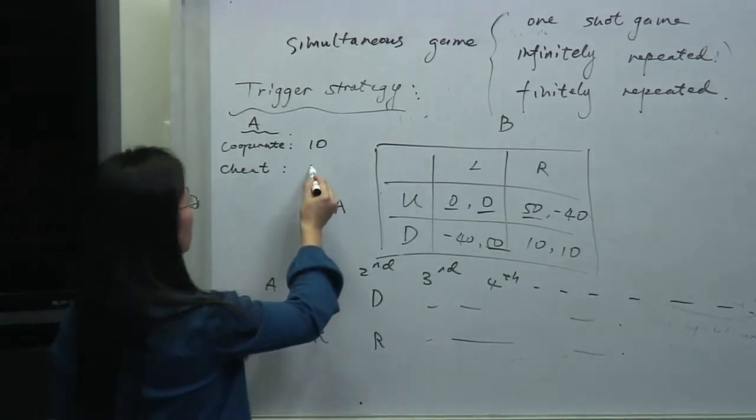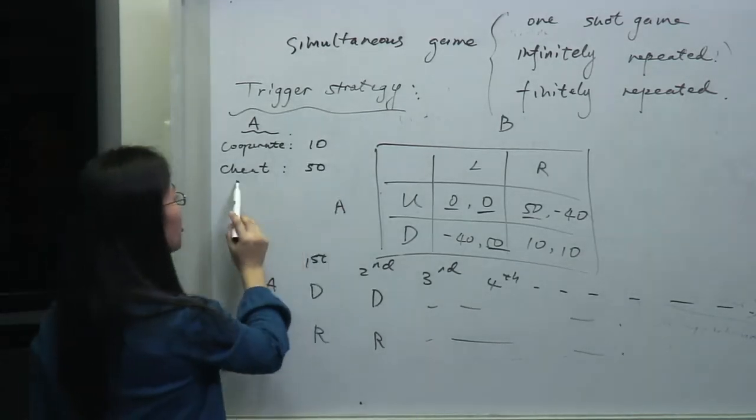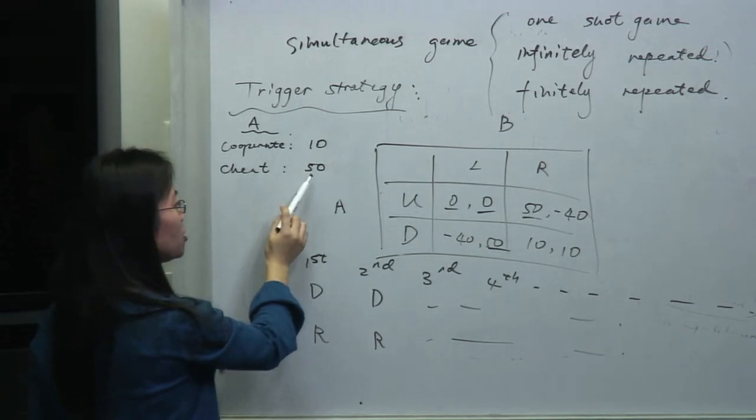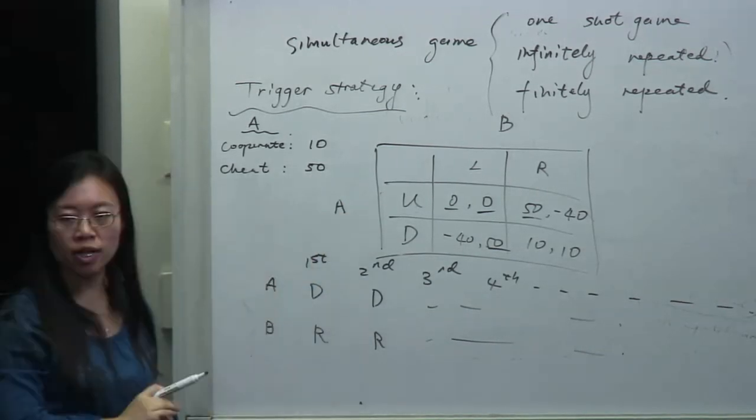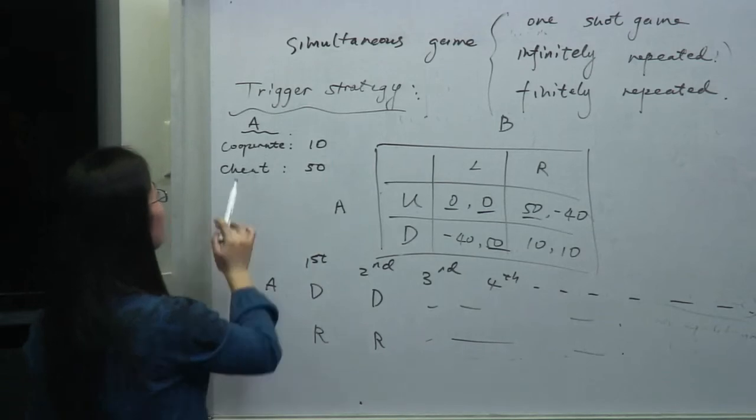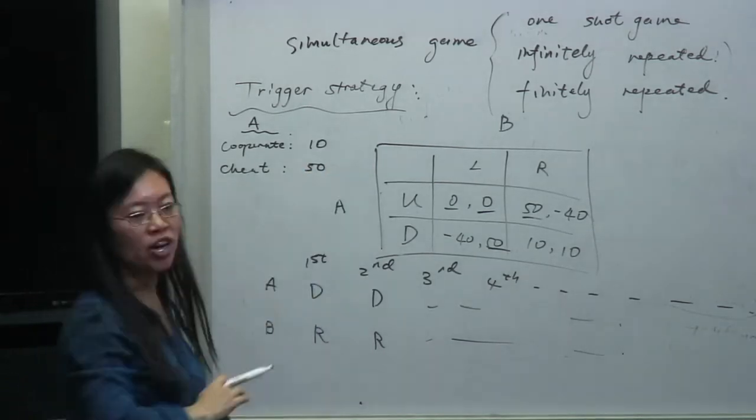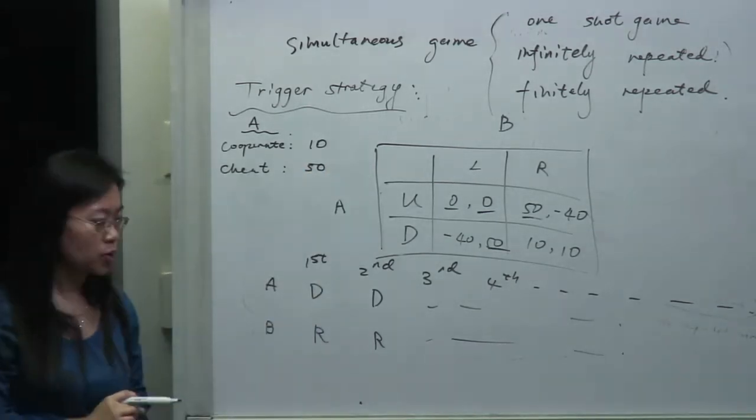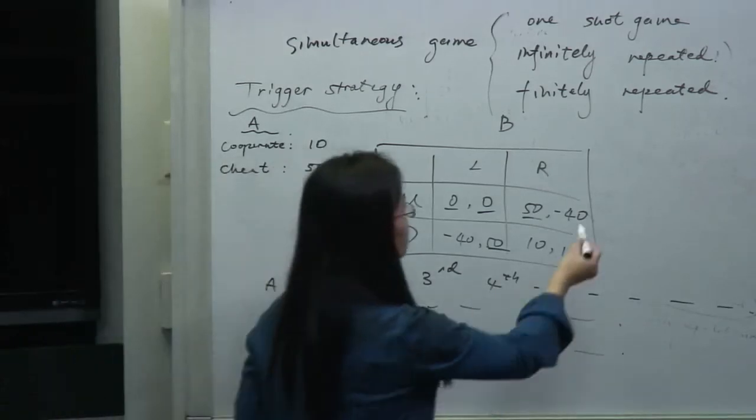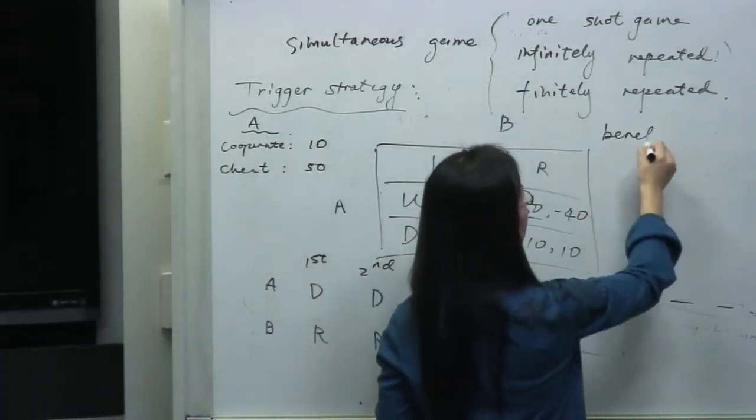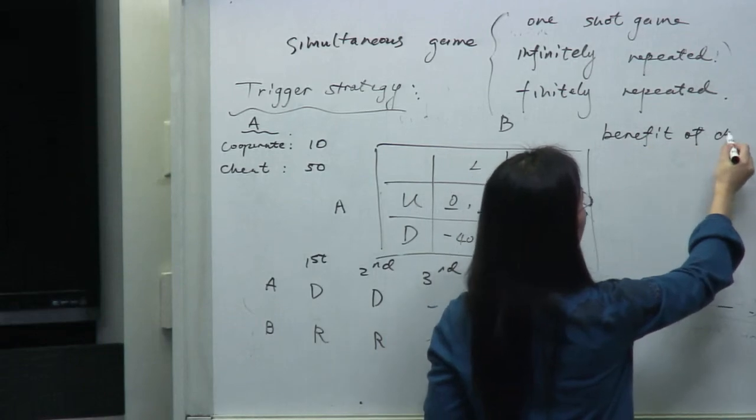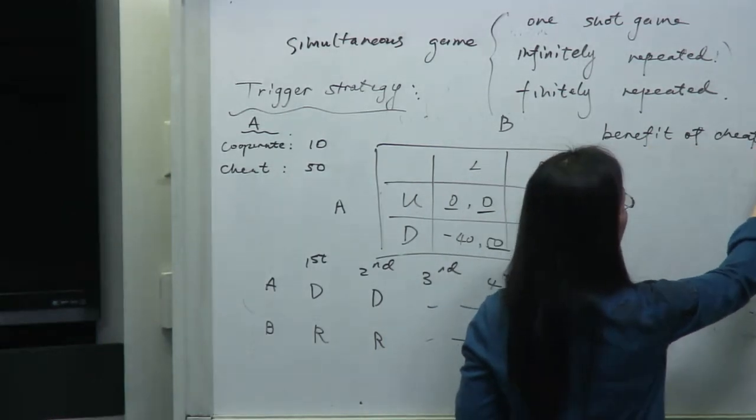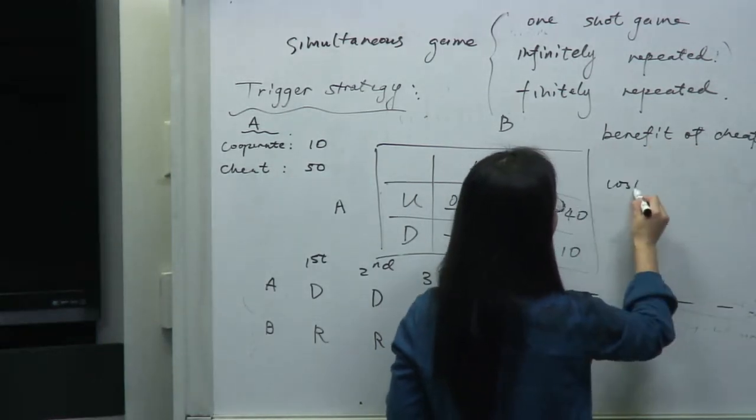So if they cheat, they're going to get 50, but they're going to get 0 forever, right? But if they don't cheat, they will get 10, then get 10 forever. Now let's look at the benefit of cheating compared with the cost of cheating.